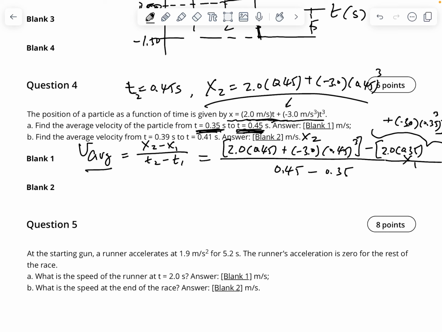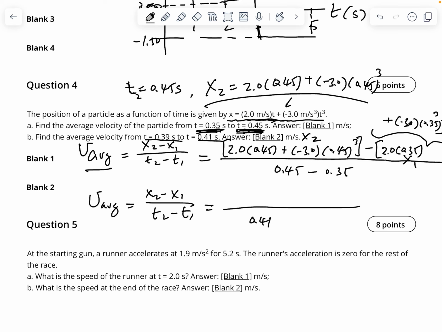Second one, the time interval will be smaller, right? So same idea, equal to x2 minus x1 over t2 minus t1. So now t2 is 0.41, t1 is 0.39. And on top, you figure out what your position is at 0.41 seconds, right? So 2.0 times 0.41 plus negative 3.0 times 0.41 cubed, right? Minus, then same thing, you plug 0.39 into the position relationship. Okay, so calculate this out.